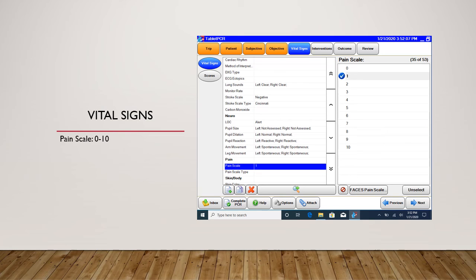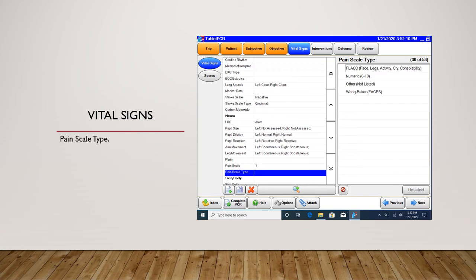Pain scale on the 0 out of 10 scale, or if you are doing the FACES pain scale for like a child, if you click here, it'll change this to FACES. Again, pain scale type, numeric, and then the FACES.